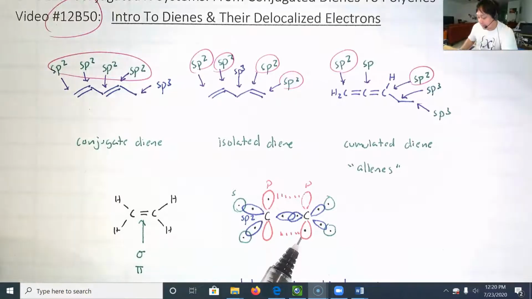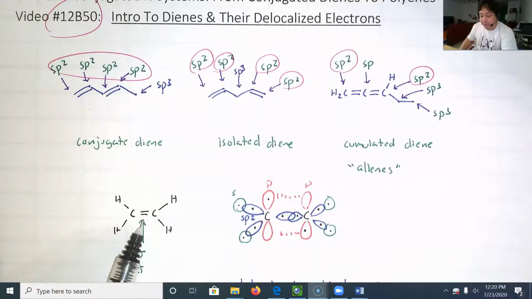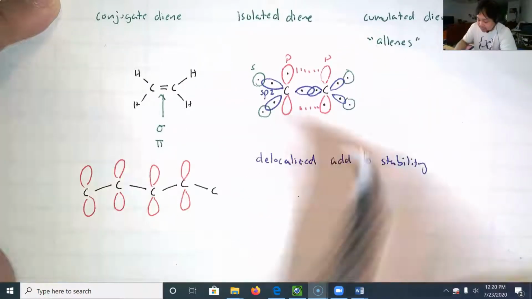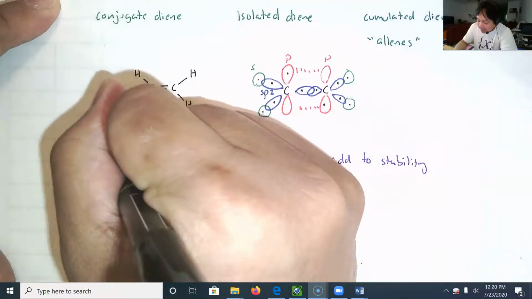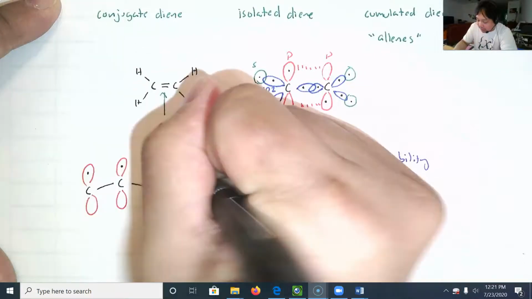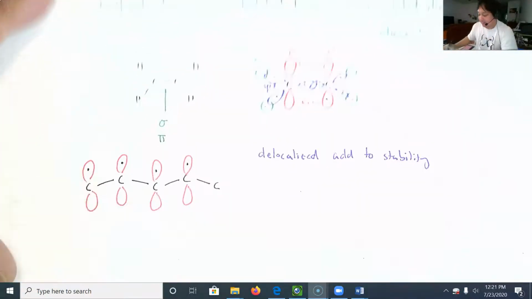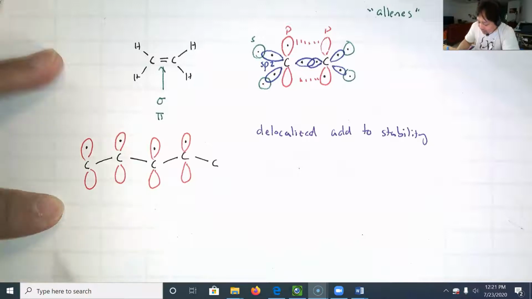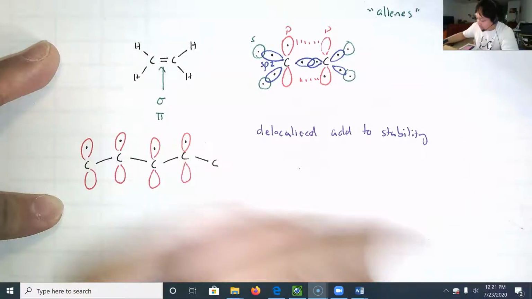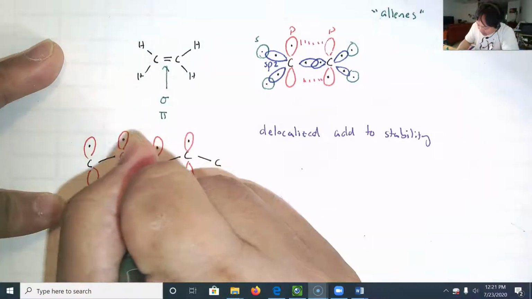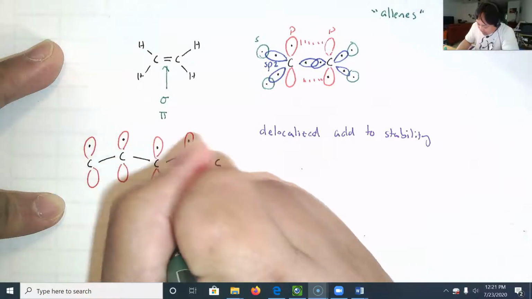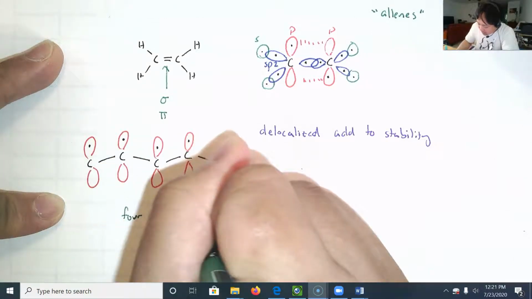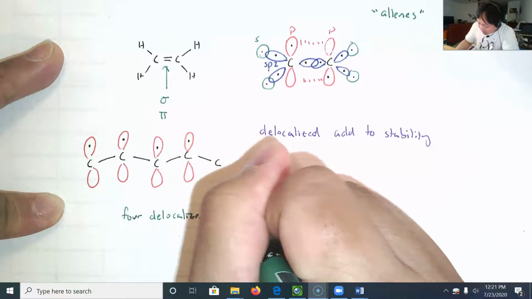1, 2, because we have 1 pi bond. But for the diene, we have 2 pi bonds. So there are 4 pi electrons. It doesn't matter if you put the electron on the top lobe or bottom lobe. It doesn't matter. Okay, but here our conclusion is that we have 4 delocalized pi electrons.